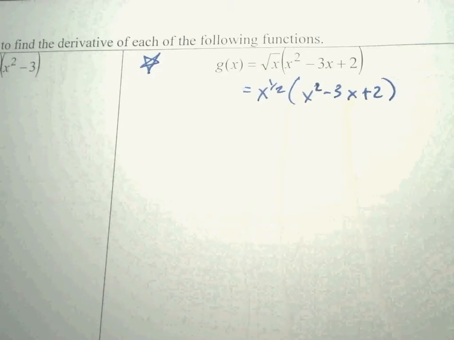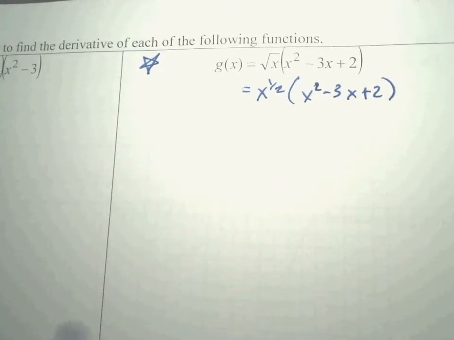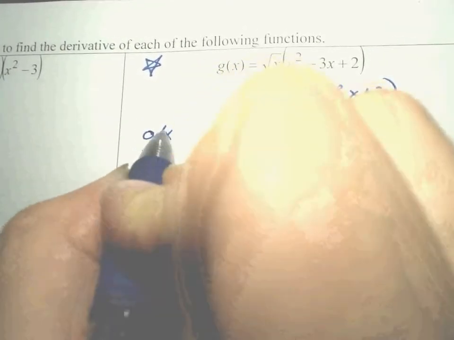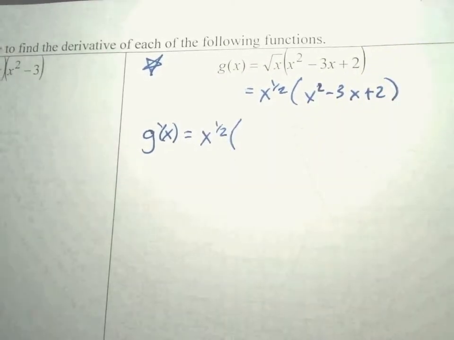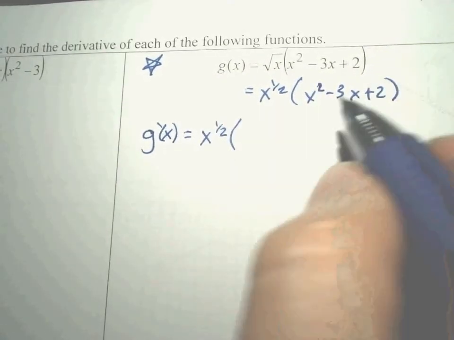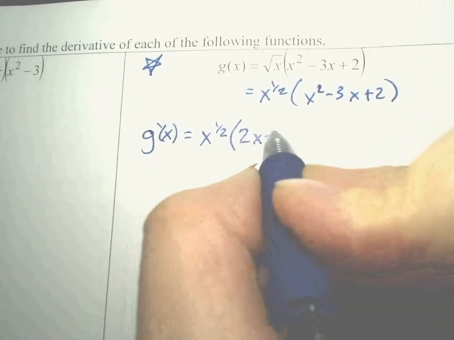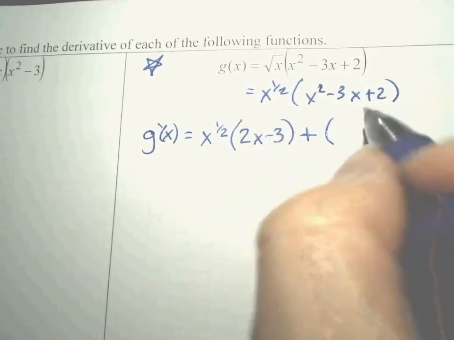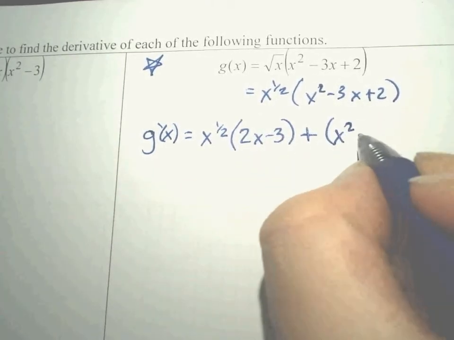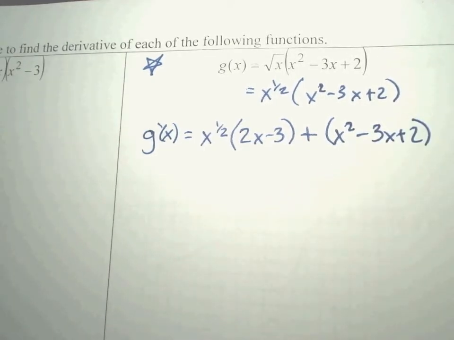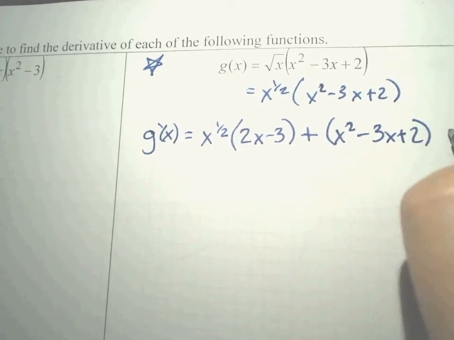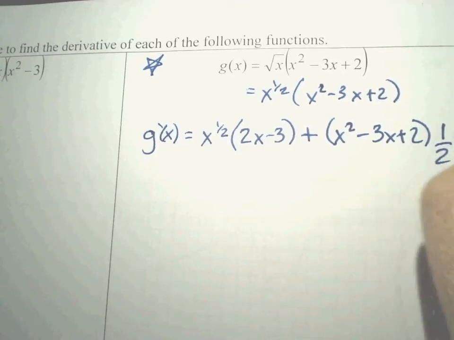And then I'm going to multiply using the product rule. First stays the same, times the derivative of the second. What is the derivative of the second term? 2x minus 3, plus the second stays the same, times the derivative of the first. What is the derivative of x to the 1/2? Right, 1/2 x to the negative 1/2.